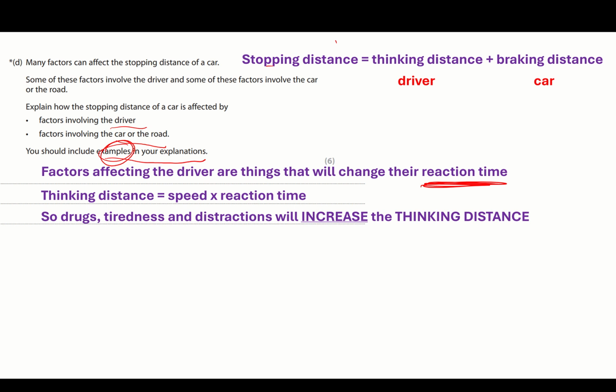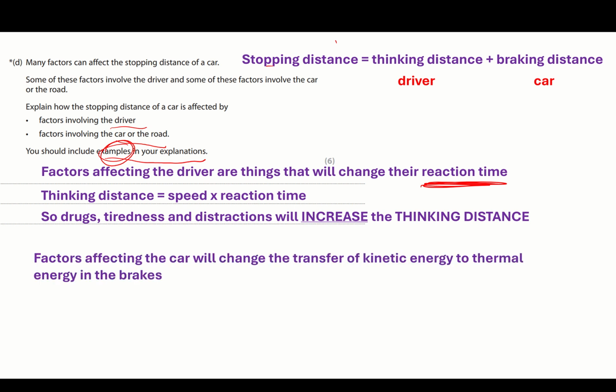Now let's go and do the braking distance part of the car. Factors affecting the car will change the transfer of kinetic energy to thermal. So the car's moving, it's got kinetic energy, half m v squared. And that always gives us a clue what we can talk about. m, the mass of the vehicle, v, the speed or the velocity of the vehicle. And the basic thing is, how does a car stop? It's got to change its kinetic energy into thermal energy in the brakes and into the road. So we can talk about brakes and roads.